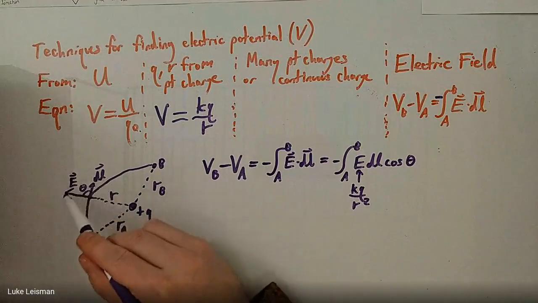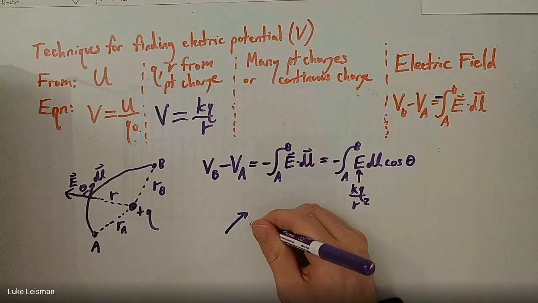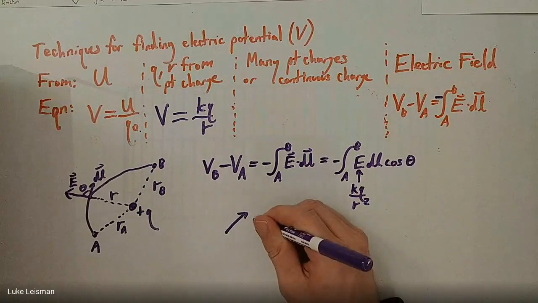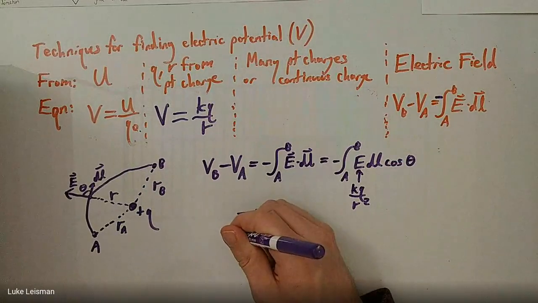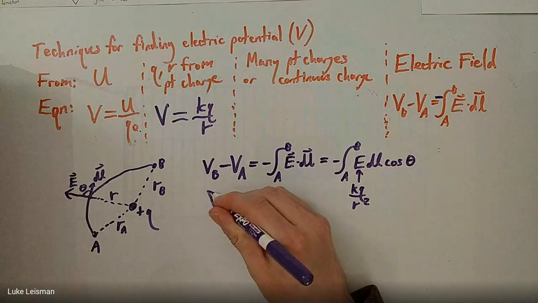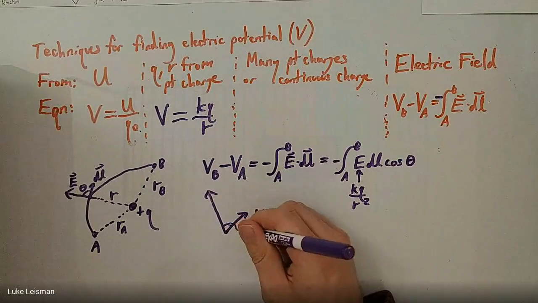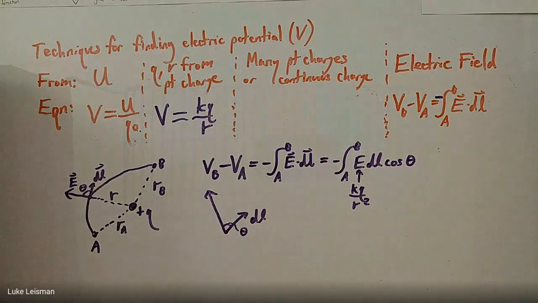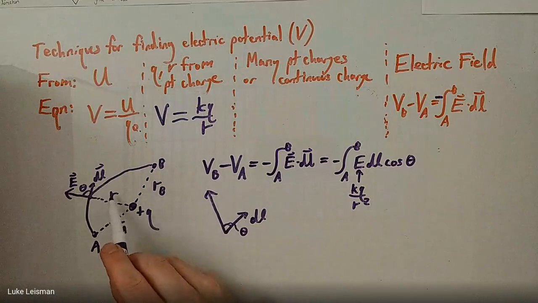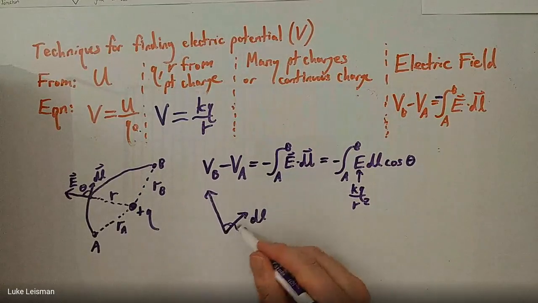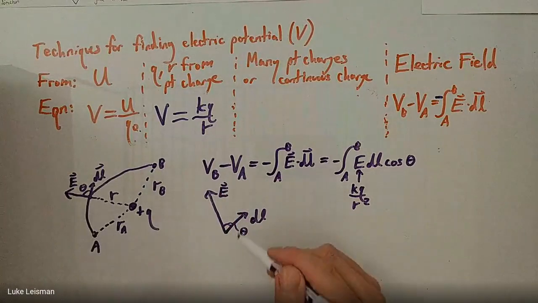Well, let's zoom in on this a little bit. Let's think about some step dl. So here is my step dl. And let's think about the electric field vector. So maybe here's my electric field vector. And there's an angle between them. That's angle theta, right? And so, if we think about how much r changes during this little step dl, let's think about how much r changes in the little step dl.